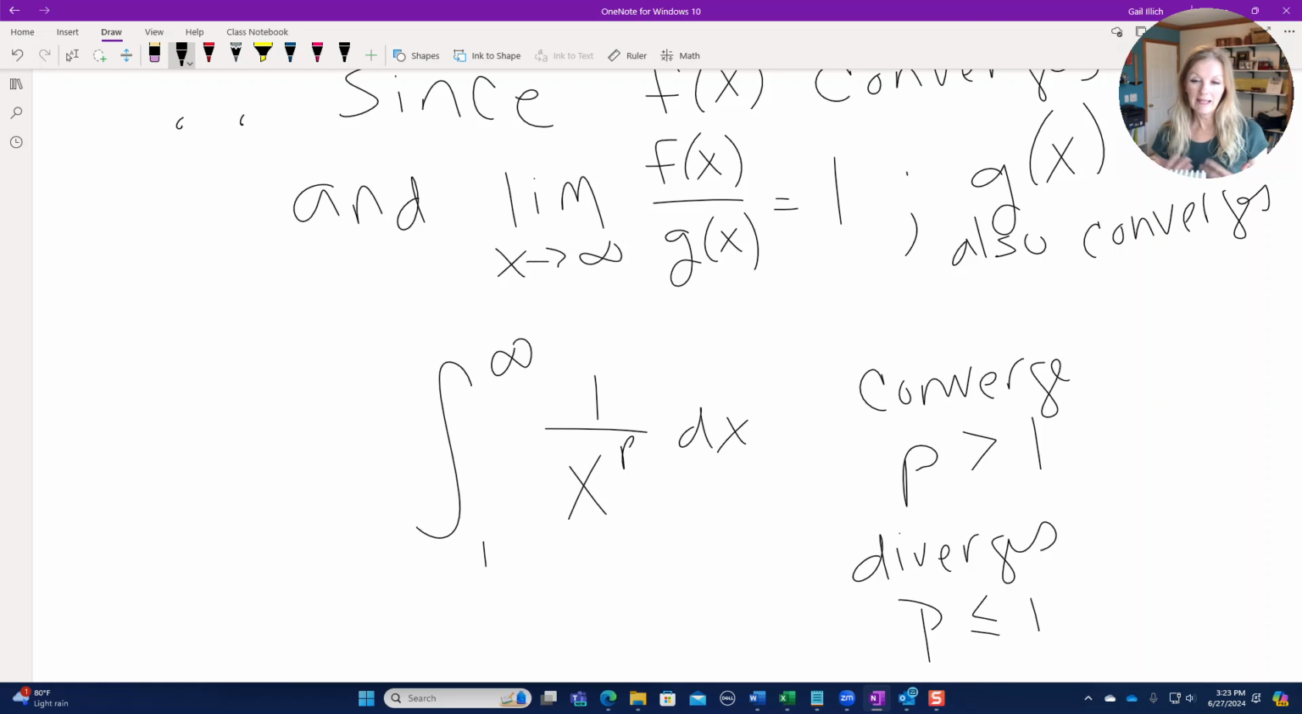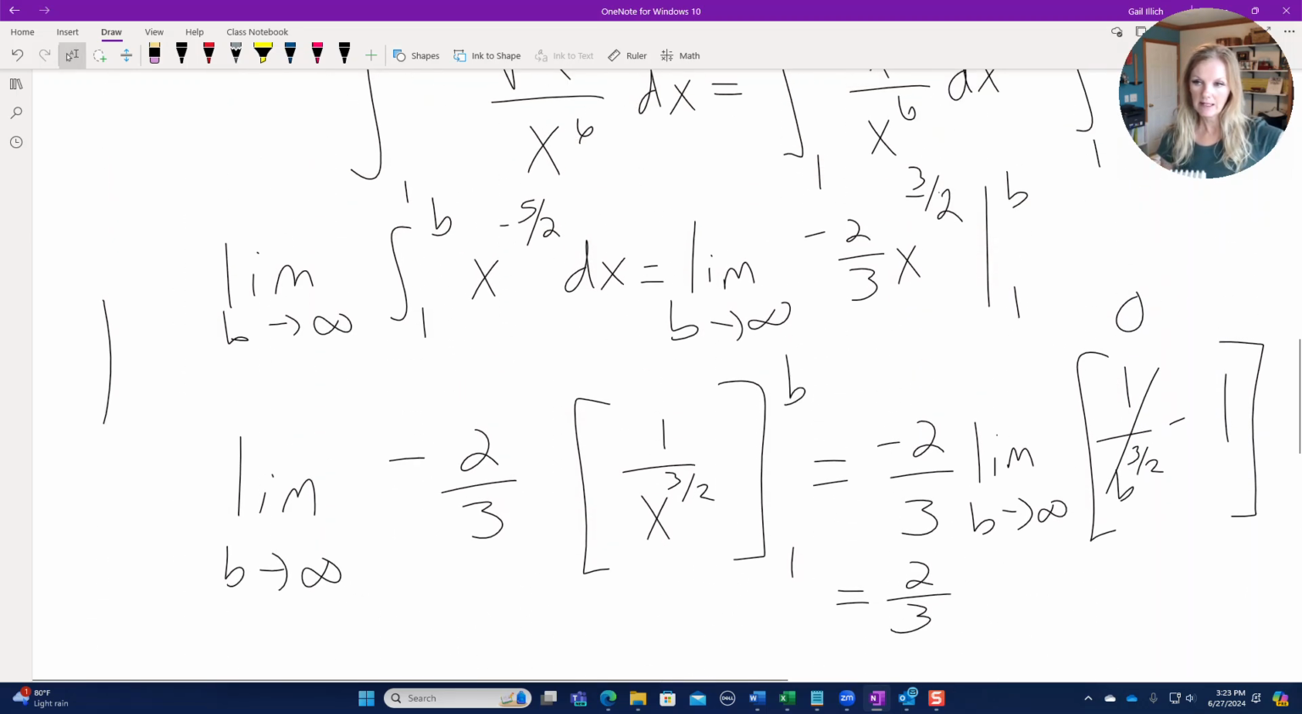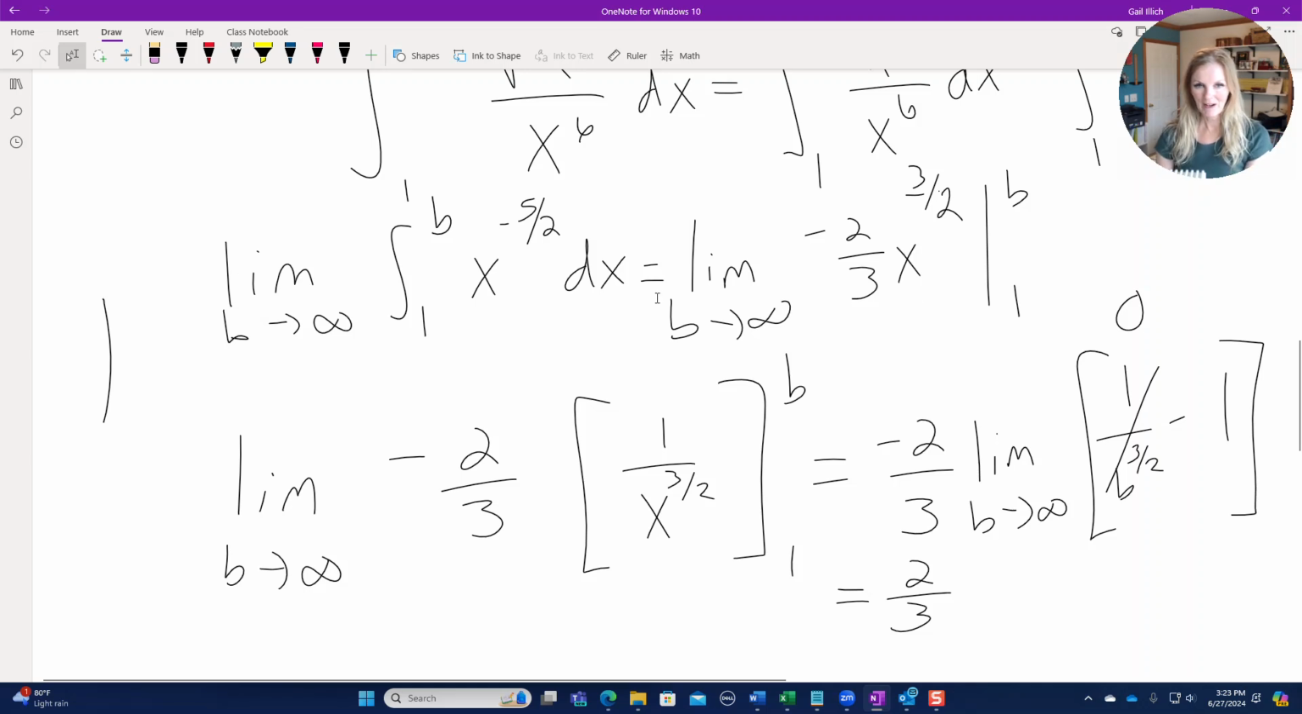And so because in that example we had 1 over x to the 5 halves, x to the negative 5 halves is the same as 1 over x to the positive 5 halves. So the p there is 5 halves, which is greater than 1. So you knew it converged. But you could also directly show that it converged as we did, through this evaluation of the limit. Okay. All right. Hope that helps.